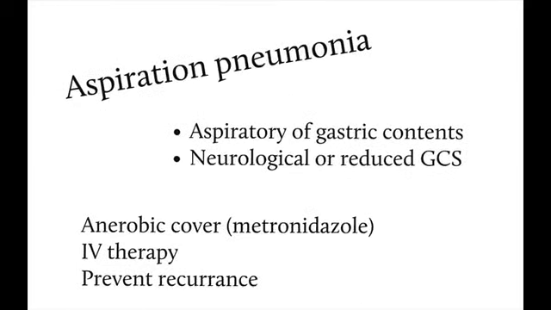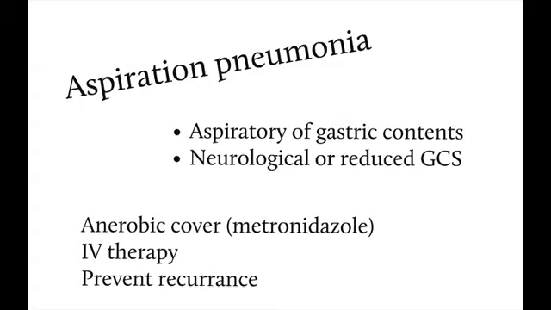Aspiration pneumonia is aspiration of gastric contents, and this can happen in people with neurological problems or reduced GCS. So if you've got a chronic neuromuscular disorder, that can cause you to aspirate. You've got a poor swallow and you end up aspirating your own gastric contents, or people with stroke, or people who are unconscious for any length of time.